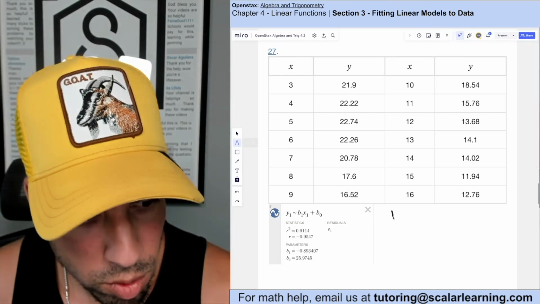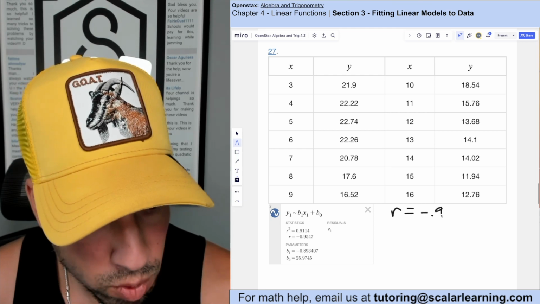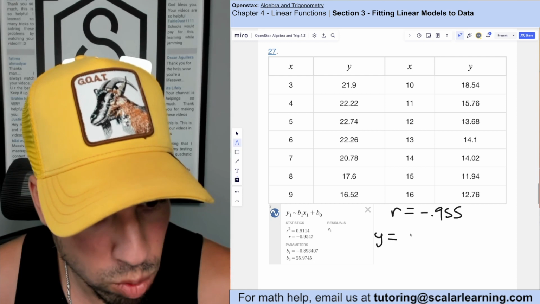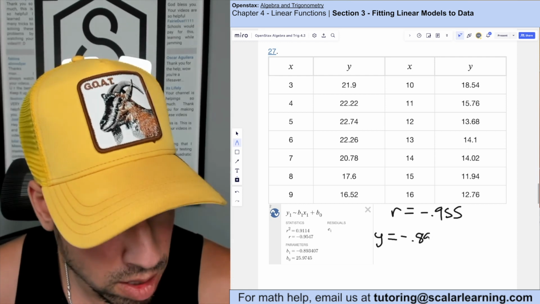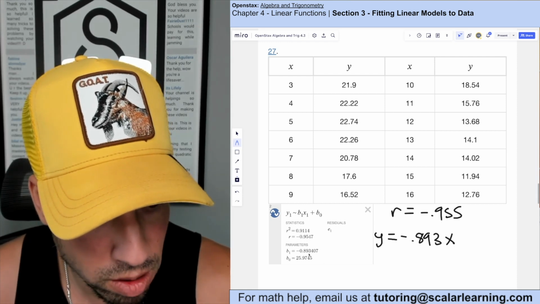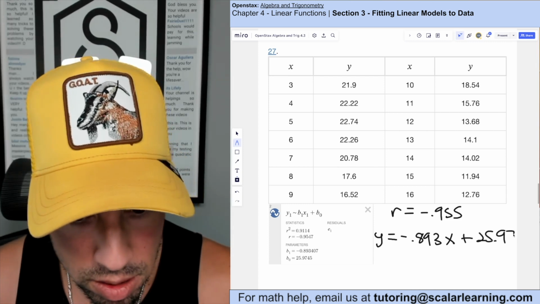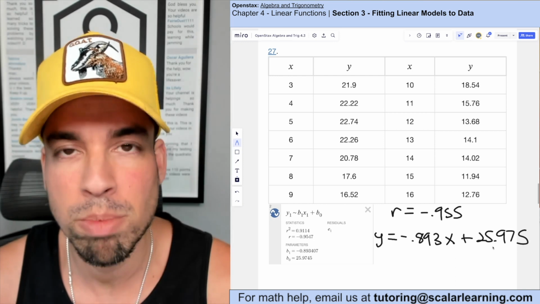As we write this out, we've got an R value of negative 0.955, and then we have a linear equation of Y equals negative 0.893x, right? Just rounding to the nearest thousandth, plus that B null, which is 25.975. There's your answer. Boom, done.